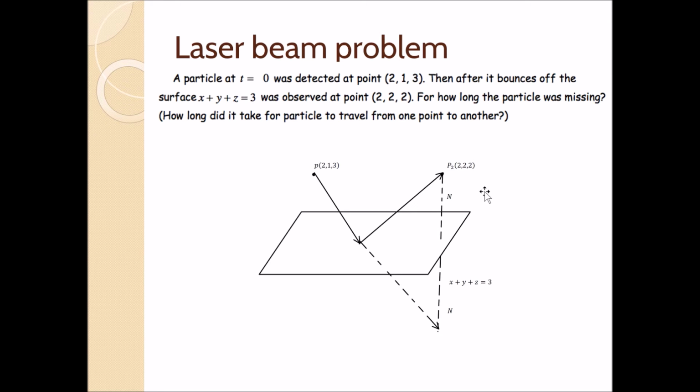Our first step is to get the normal vector of the plane and normalize it because we're dealing with time. Then find this point here, and from there we can find how long it takes from this point to this point, and that should give us the amount of time it takes for the beam to get from here to here.